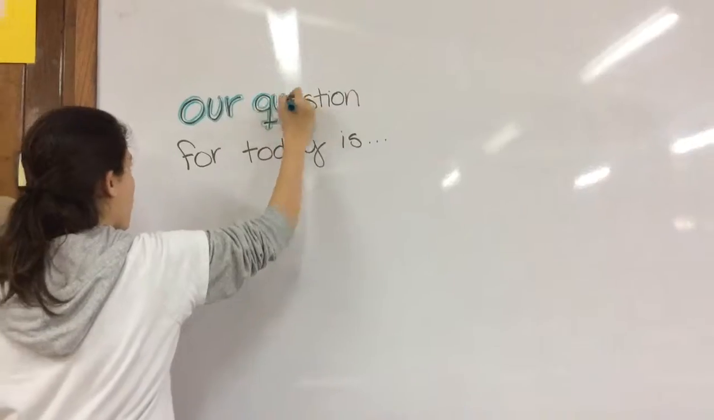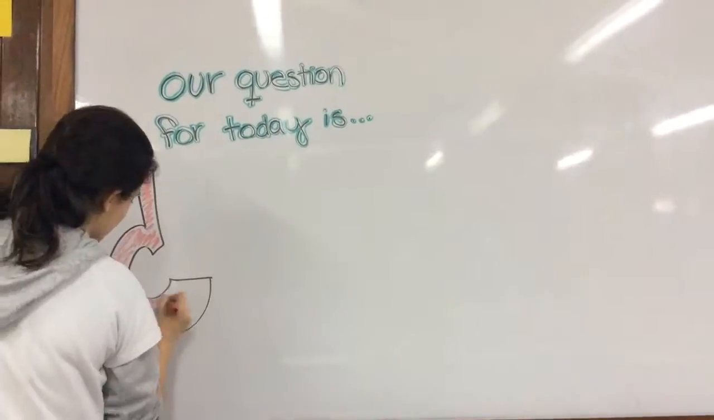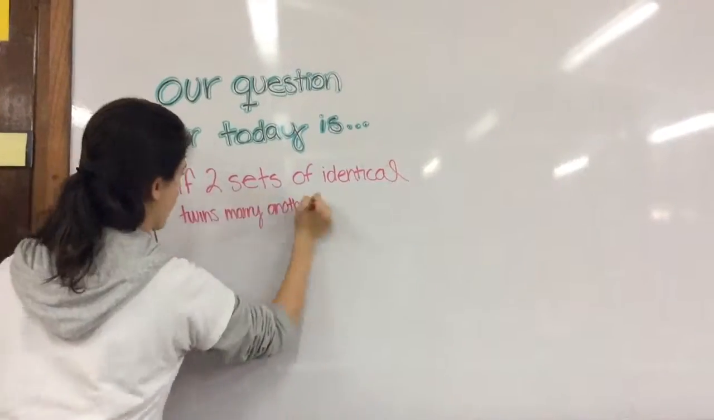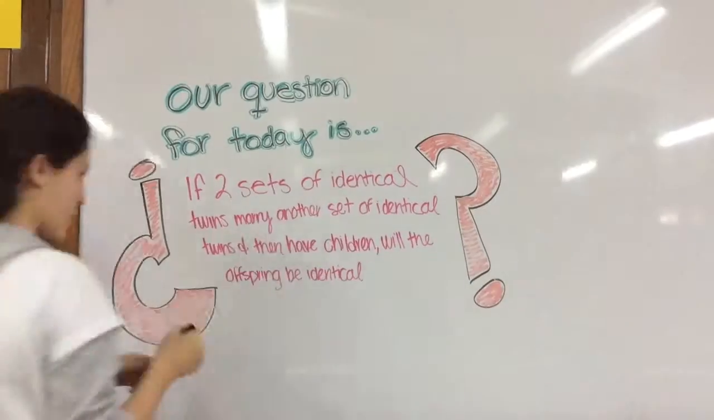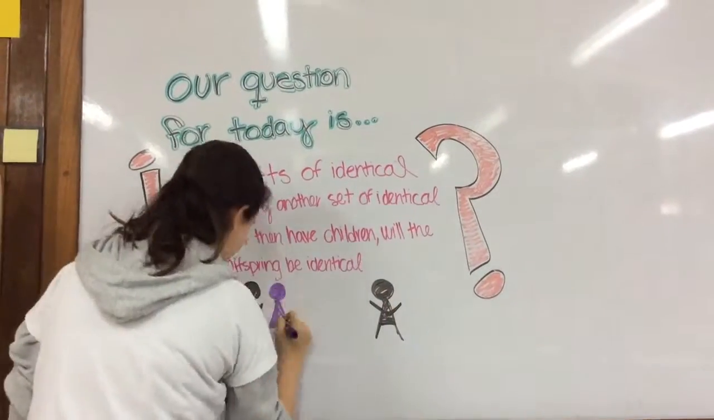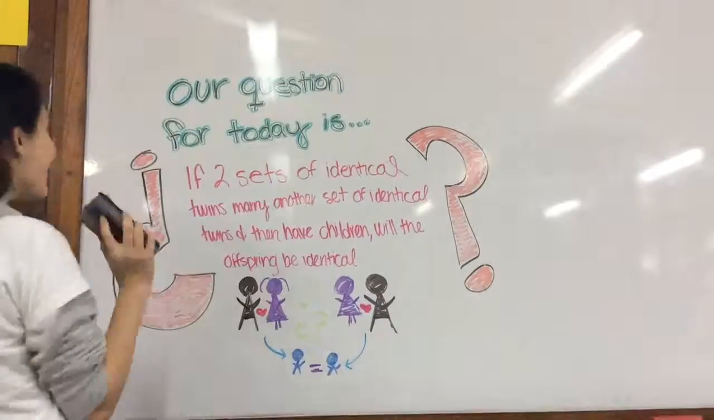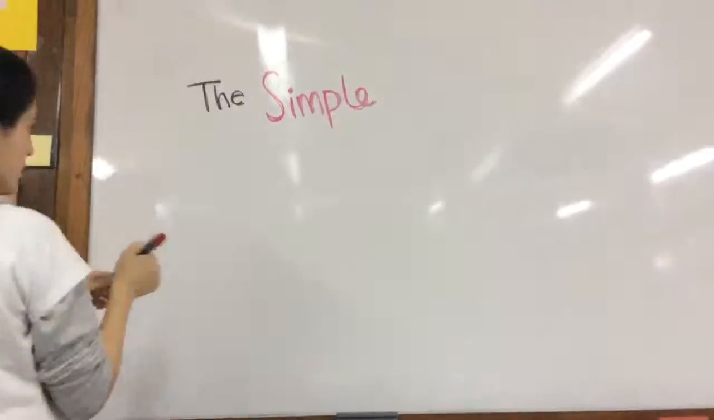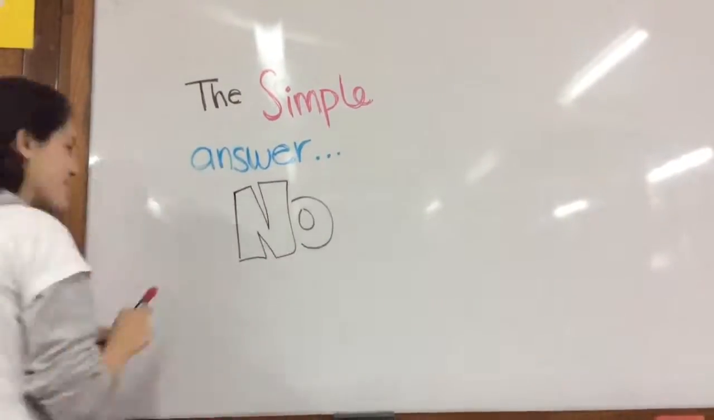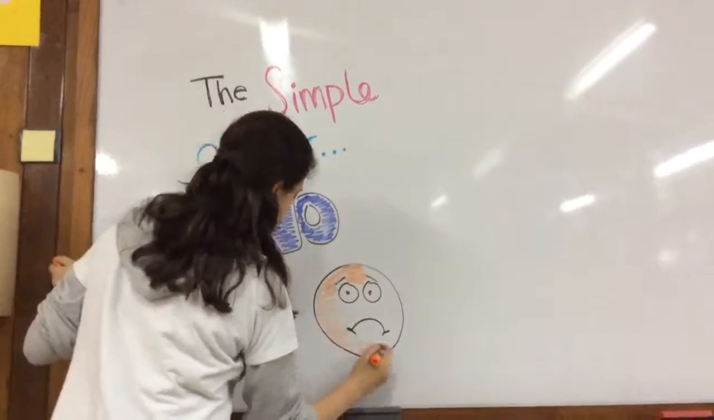Alright then, so let's take a look at our question for the day, which was submitted by one of our very regular viewers. And the question is, if two sets of identical twins marry another set of two identical twins, and then each couple proceed to have children, will the resulting offspring be identical? So the simple answer to this question is no. The resulting kids will not be identical, but let's take a look at the why.